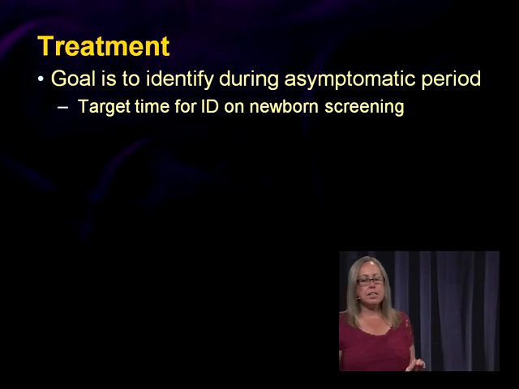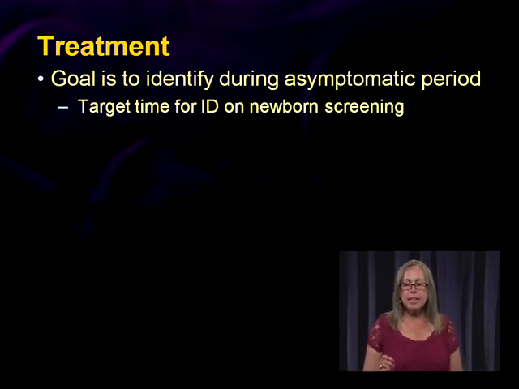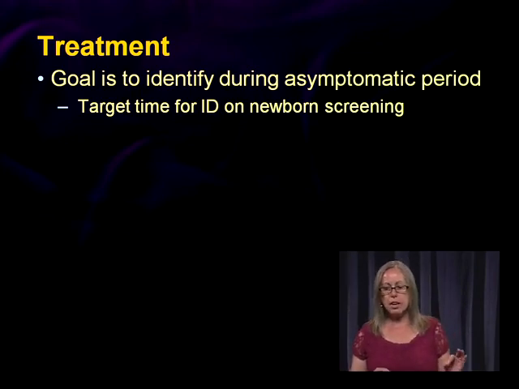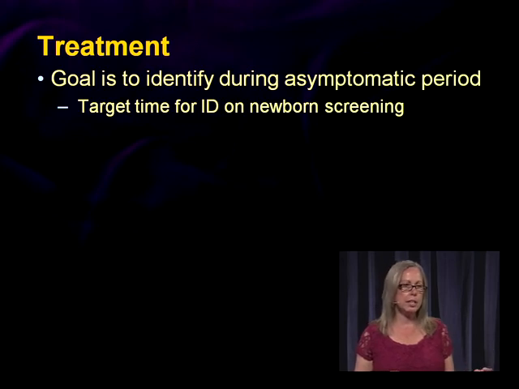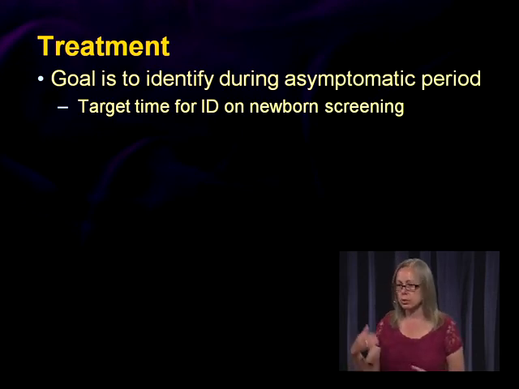Again, the goal is to identify the problem during an asymptomatic period, and the target time for identification is on newborn screening and should be done at 24 to 48 hours. Just as an aside, many of the hospitals I've been at will sort of drift off to after 24 hours, meaning prior to discharge, which then can be 3 to 5 days if mom's had a C-section or any problems. It really does mean 24 to 48 hours. If you're waiting that long to do a newborn screen, you're missing an opportunity to get back early test results.